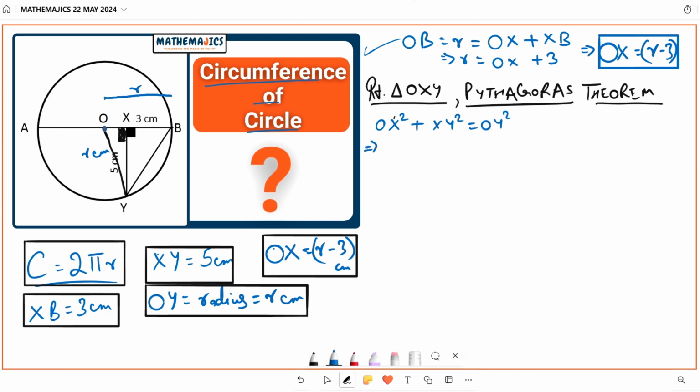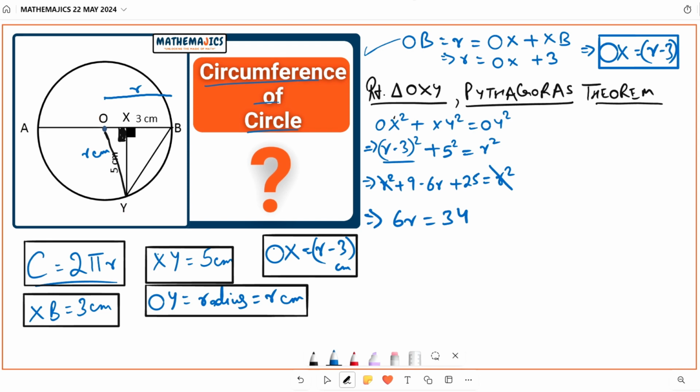OX is (R minus 3) whole square. What is XY? XY is 5 centimeters, given to us. 5 square equals OY square, and OY is the radius again. Now if we expand this using the algebraic identity, we get R square plus 9 minus 6R plus 25 equals R square. Now R square and R square get cancelled. We get 6R equals 34. That means the radius will turn out to be 34 by 6, or 17 by 3.